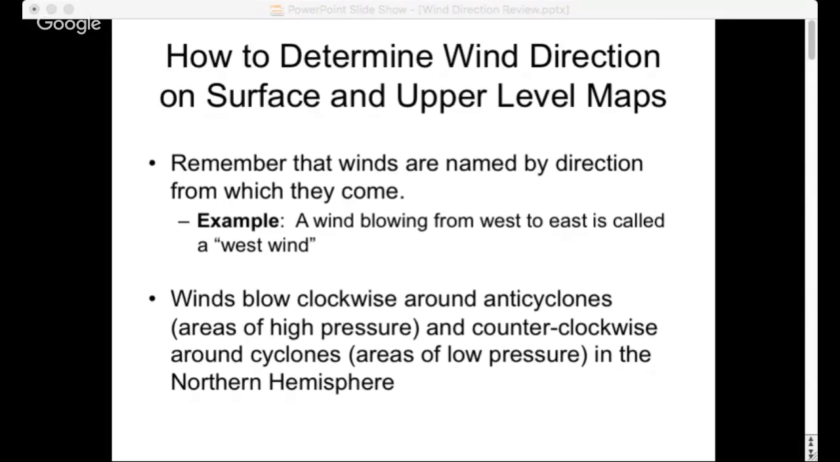We're going to be doing just a brief review of how to determine wind direction on surface and upper level maps. Hopefully this will be in preparation for your exam that's coming up in 2 days.